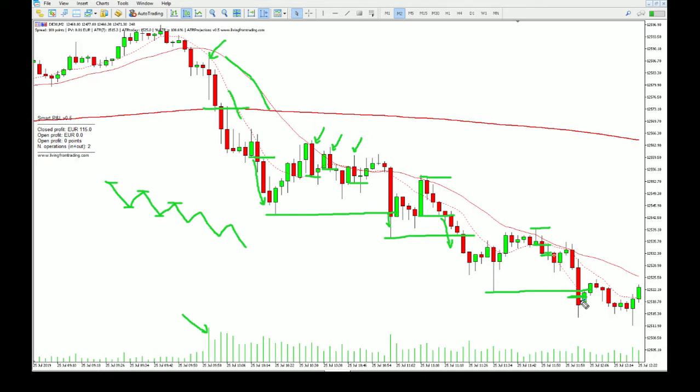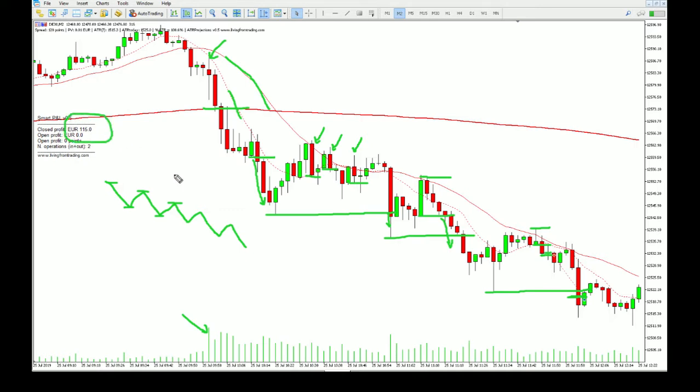I ended up locking only 11.5 points. I could have gotten 15-16 points. I think that was how much it moved after my entry to this low. I ended up just locking 11.5 points, but it was enough for me. It was one trade. I don't like to trade more than one time per day, so this was my daily trade. I got some nice profit.